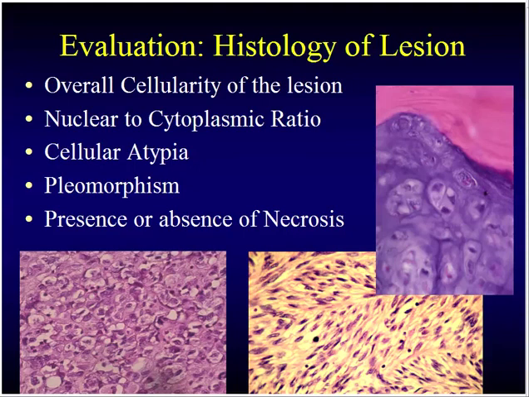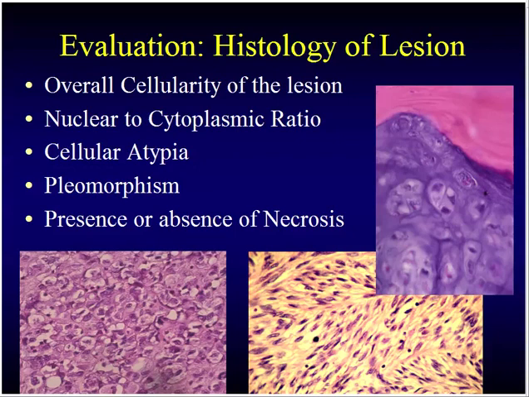Overall cellularity, nuclear cytoplasmic ratio. If it's very cellular, if there's a lot of nuclear material as opposed to cytoplasmic, if there's atypia, in other words, the cells don't look like they normally would for that type of tissue cell. It doesn't look like an adipocyte. It doesn't look like a muscle cell.